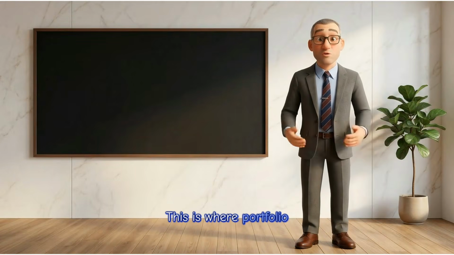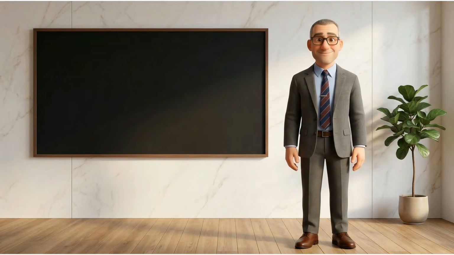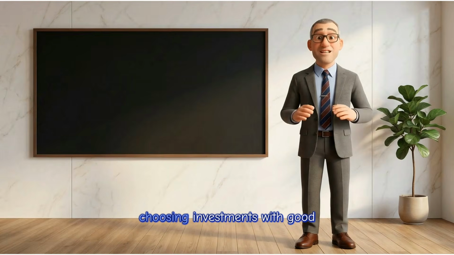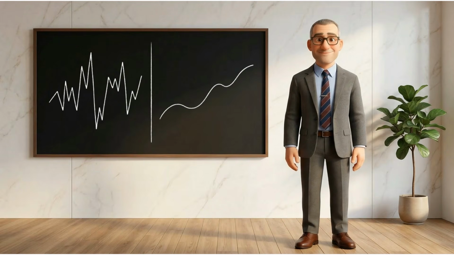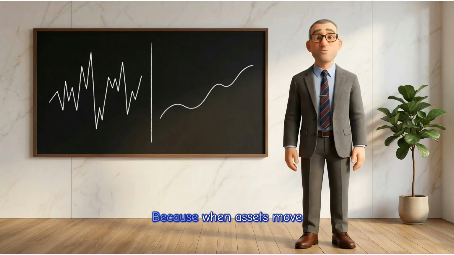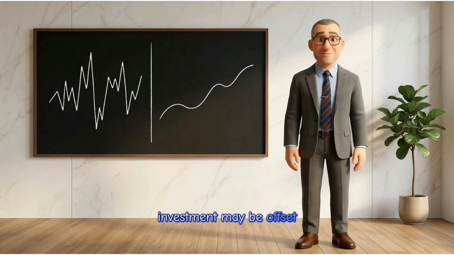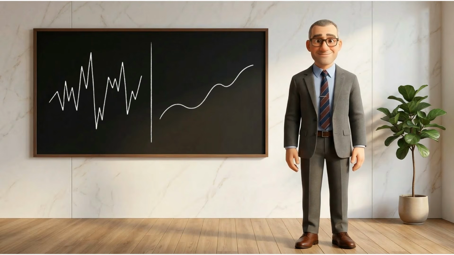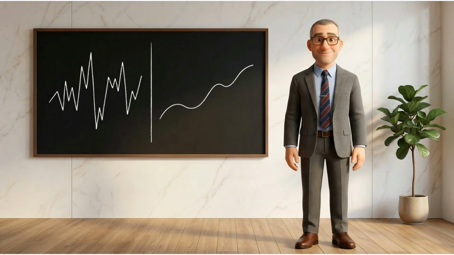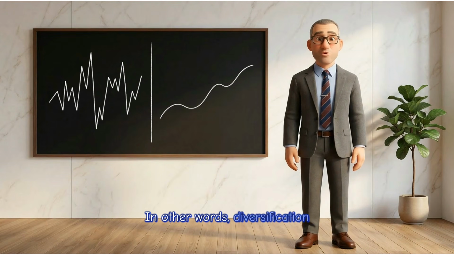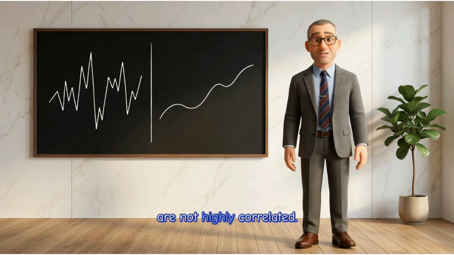This is where portfolio management becomes powerful. Investors are not only choosing investments with good returns. They are also choosing investments that behave differently from one another. Why? Because when assets move differently, losses in one investment may be offset by stability or gains in another. The portfolio becomes smoother, less extreme, less volatile. In other words, diversification works best when assets are not highly correlated.